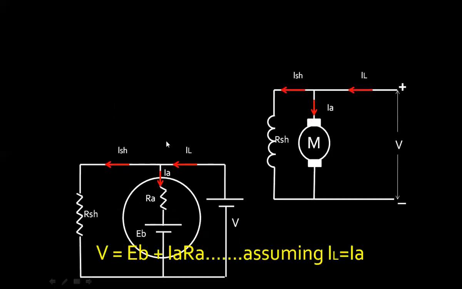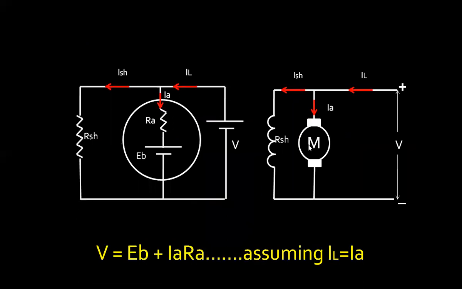Consider the equivalent circuit of simple DC shunt motor where armature and field winding are connected in parallel. We assume that the shunt field current is negligibly small, so this entire current drawn from line IL is nearly equal to IA. If we write Kirchhoff's voltage law equation for this loop, it will be V equal to EB, back EMF, plus IA RA, the voltage drop in armature resistance, with an assumption IL equal to IA. So V equal to EB plus IRA.